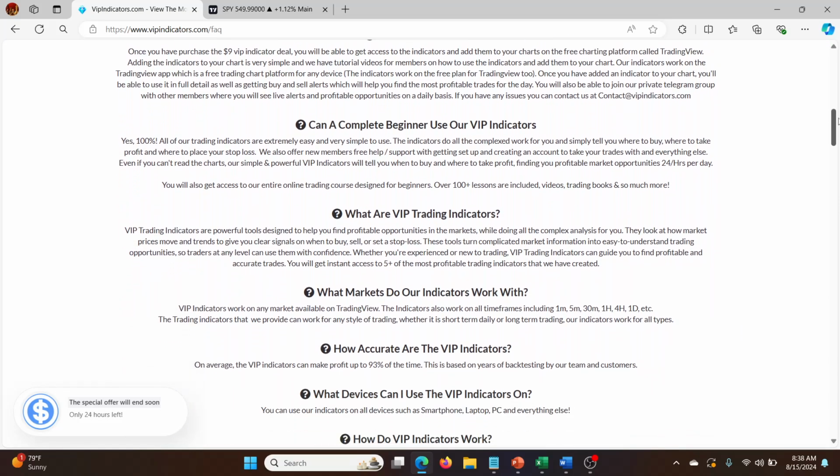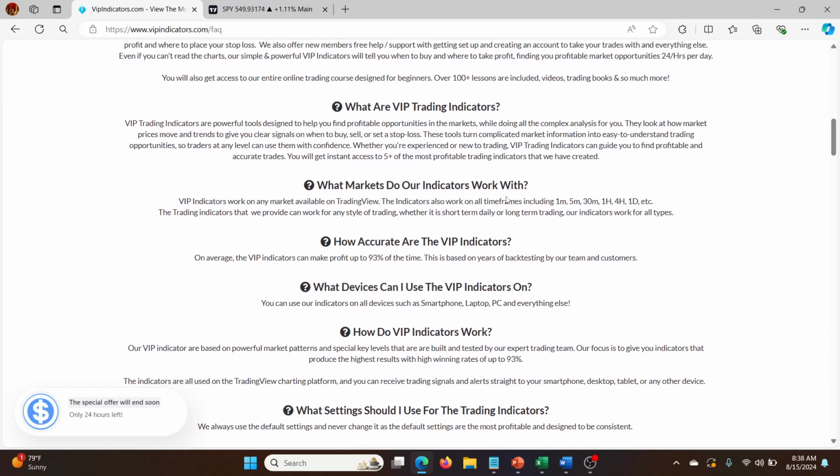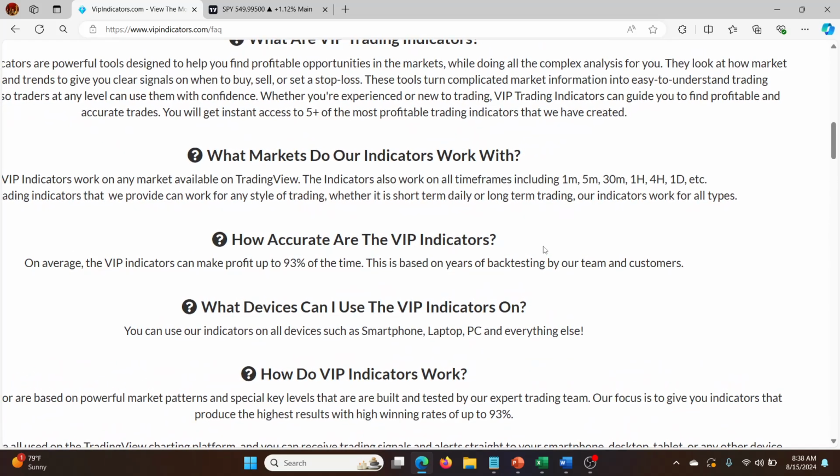So just looking through here, this is one of the things that I object to a little bit, and you'll see why in a few minutes. It says on average the VIP indicators can make profit up to 93% of the time. This is based on years of backtesting by our team and customers.